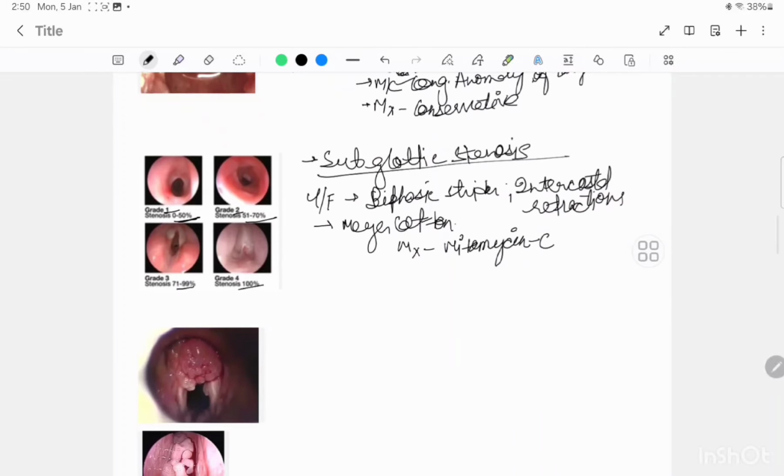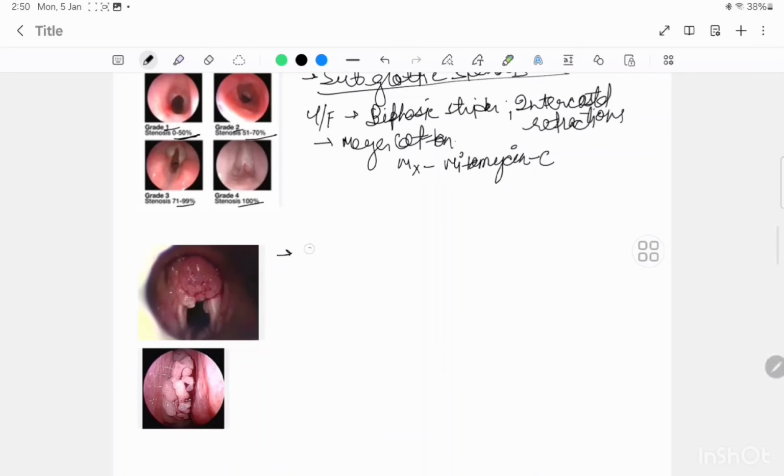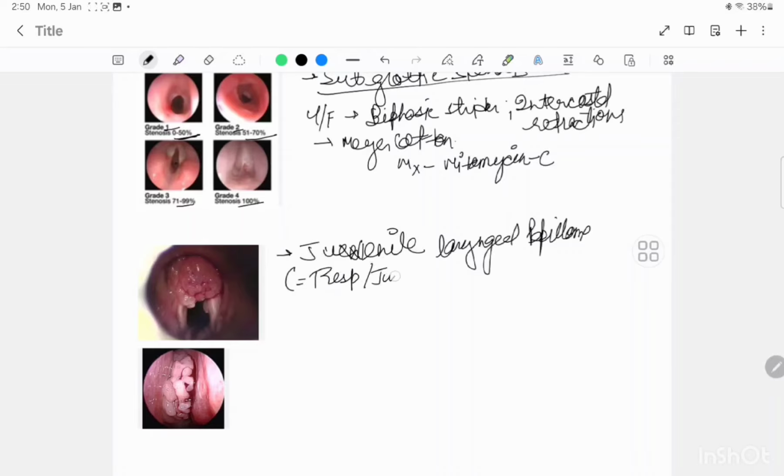Okay, so now this is the image of juvenile laryngeal papilloma. Juvenile laryngeal papilloma is also called respiratory or juvenile papillomatosis. It is caused by HPV, and the clinical feature is chronic hoarseness and stridor.